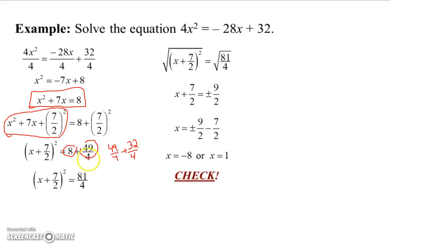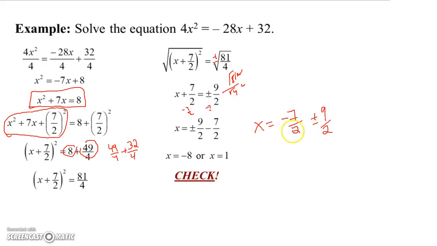And now we just take the square root of both sides. Again, they're not putting that plus or minus in, but the plus or minus goes there. And now you see that x plus 7/2 is equal to plus or minus the square root of 81 over the square root of 4, which happen to both be perfect squares, which is 9 over 2. So now we're going to subtract 7/2 from both sides. And again, I would actually write this as x equals minus 7/2 plus or minus 9/2.